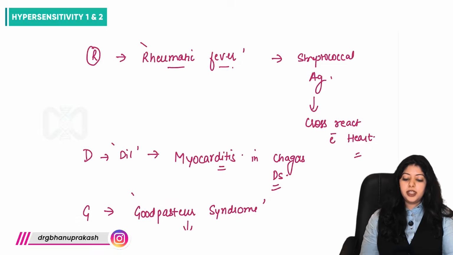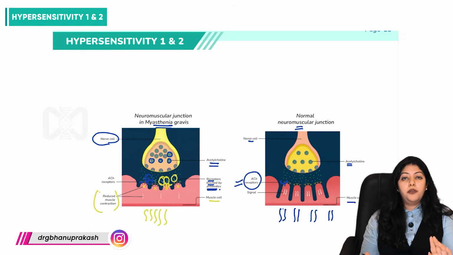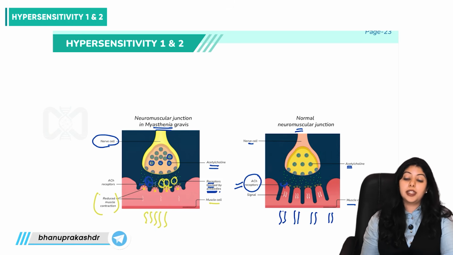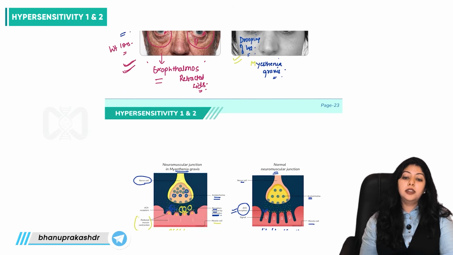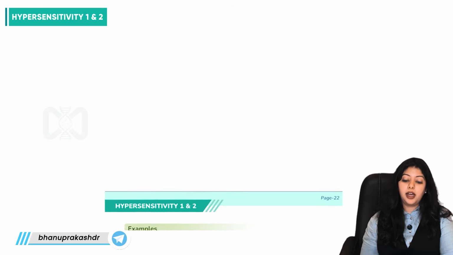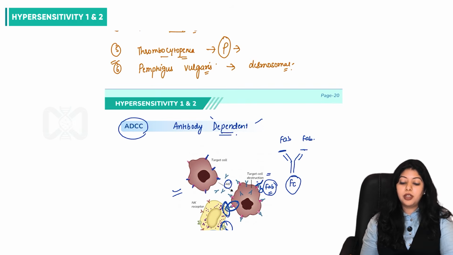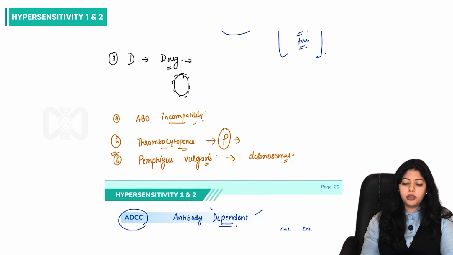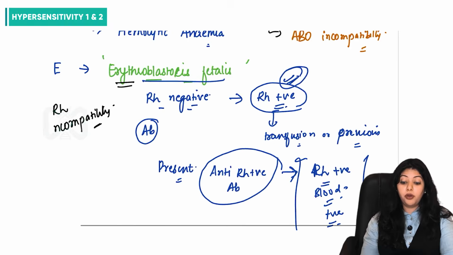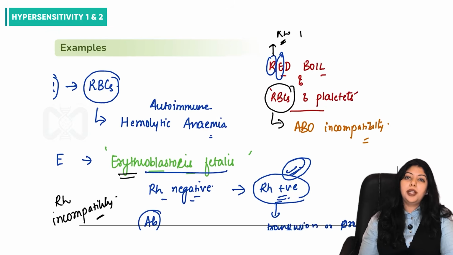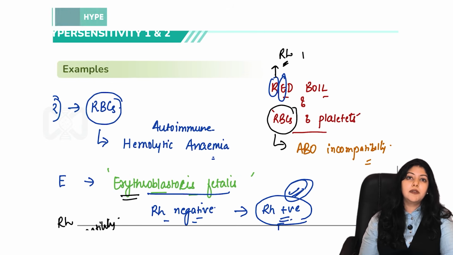So all of these examples associated with type 2 hypersensitivity are very, very important from your exam point of view. And these are the questions which you get asked in hypersensitivity reactions and their examples. Mechanism, mostly not everyone is going to ask, but of course examples are very, very important. This was all about type 1 and type 2 hypersensitivity. Thank you.